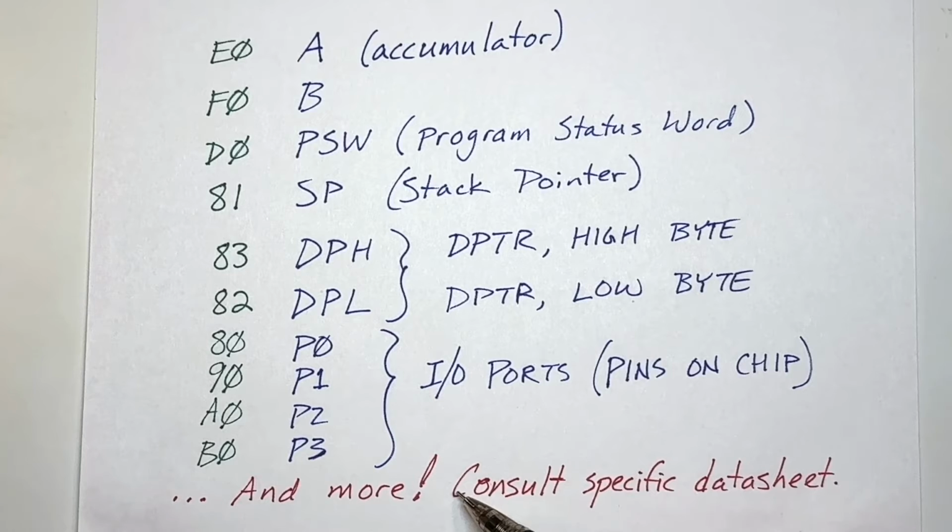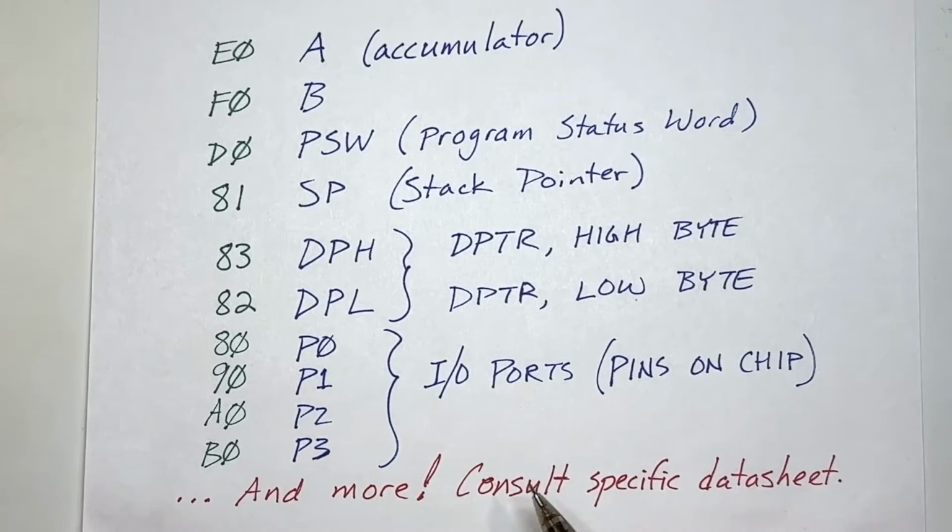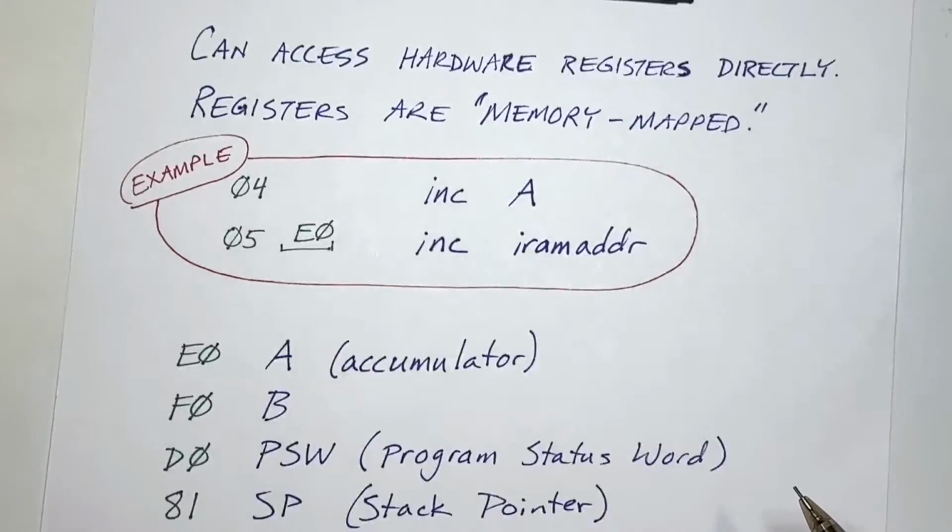And we have a lot of additional registers. They vary depending on which implementation of the 8051 you're working with. For example, the AT89S52 that I have has a bunch more registers, and I'm not going to show these here because they vary. So you should consult the specific data sheet for the chip that you're using to find out about those.